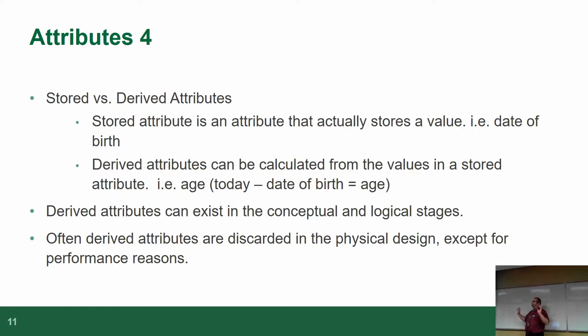Stored versus derived. Believe it or not, this is the one that most people have no problems understanding. A stored attribute is an attribute that actually stores a value. For example, date of birth. I keep going back to that one because everybody has a date of birth, so everybody should understand that concept, unless you're a clone. But you still have a moment you came into existence. So a stored attribute is a date of birth, for example. It's a stored value.